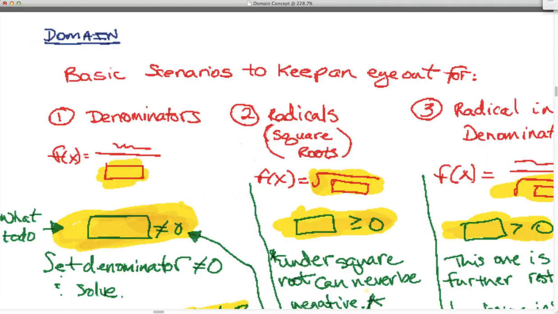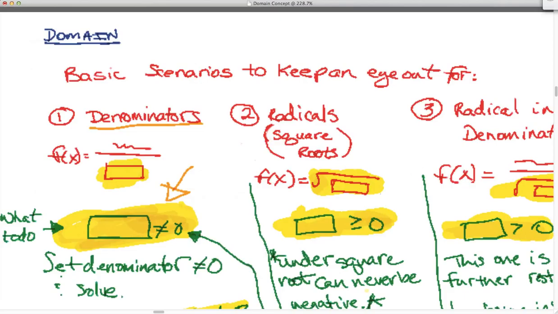If you remember, I told you guys, if you saw the concept video, to look out for three basic scenarios. One was to look out for any denominators that you might encounter in your problem. If you had a denominator, set that denominator not equal to 0 and solve, and just know that it's not part of your domain. So it'll be everything but where that denominator equals 0.